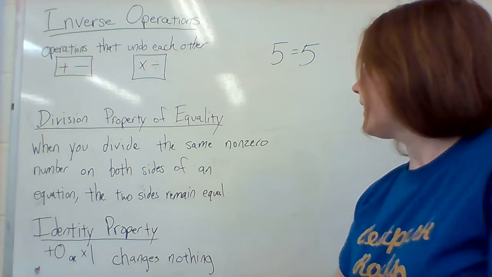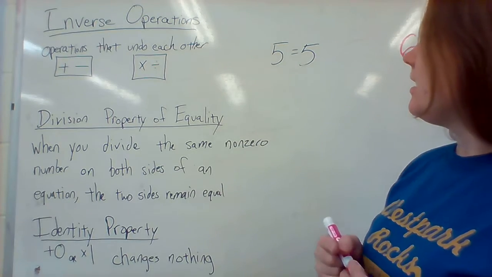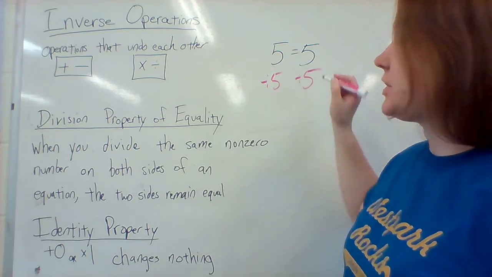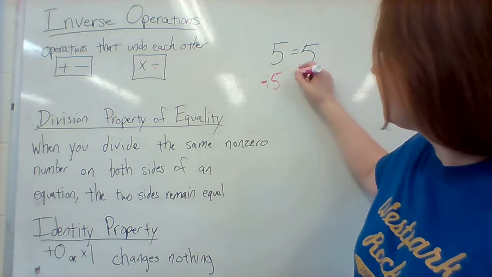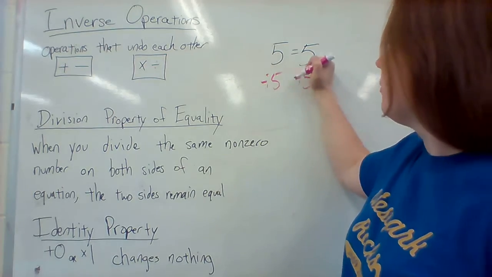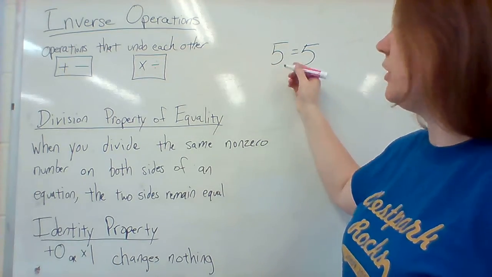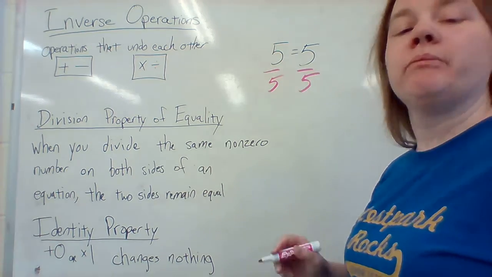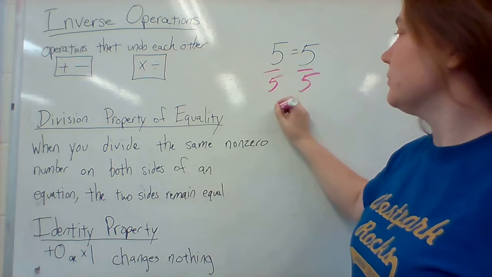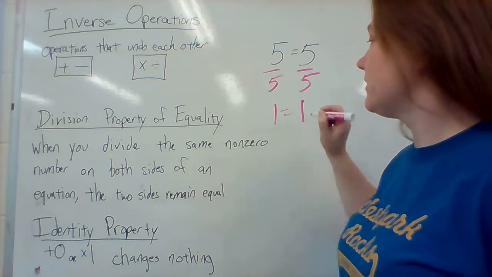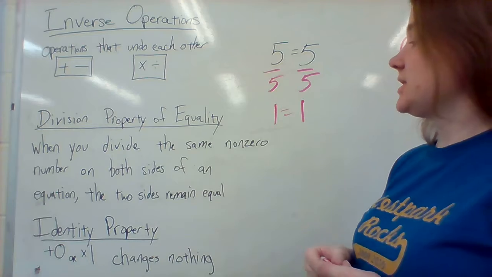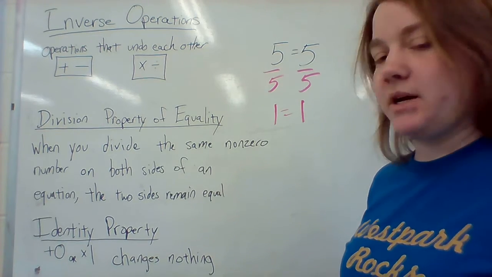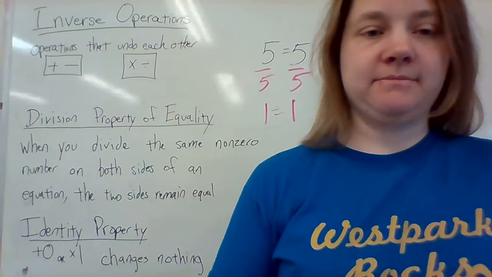So, for example, I have 5 equals 5 up here. If I divide by 5 on both sides, which I can show using the division sign, or I can choose to show, and will choose to show, like this, using the fraction bar. 5 divided by 5 is 1. So they're still equal. Also remembering our identity property that adding 0 or multiplying by 1 changes nothing.